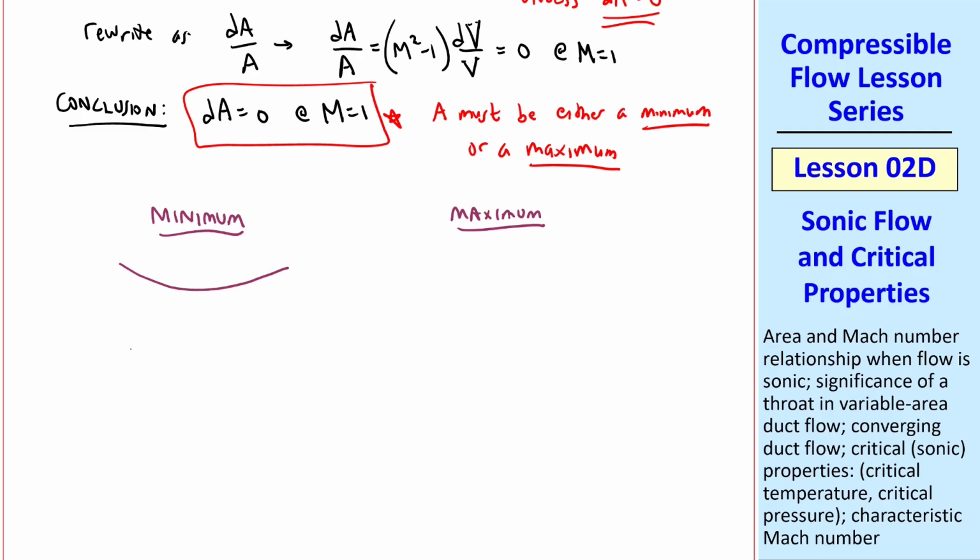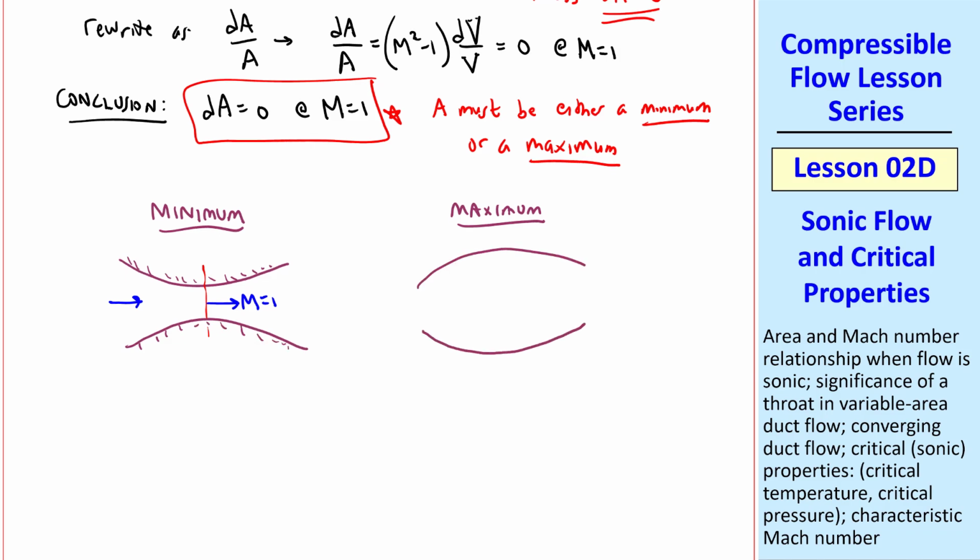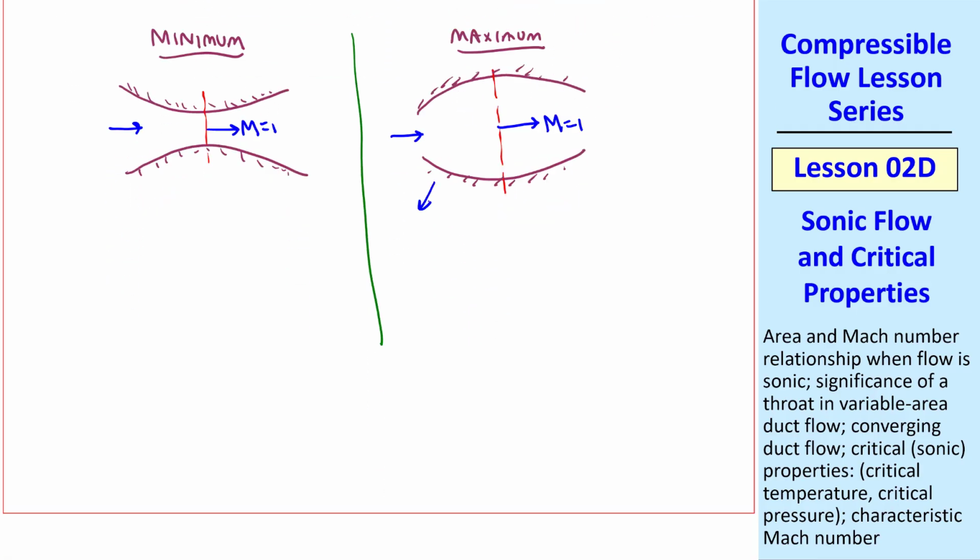Suppose we have a minimum area where Mach number is 1, and flow here is from left to right, and these are the walls of our duct. The other option is that A is a maximum, with walls like this, and again flow from left to right, and Mach number 1 at this maximum area. Let's examine both of these cases. I'll do the maximum case first.